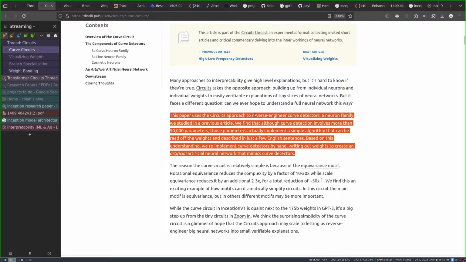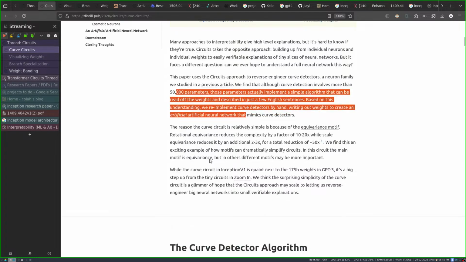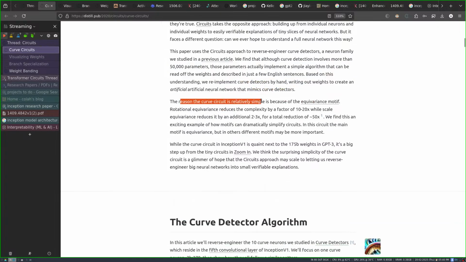This paper uses a circuit approach to reverse engineer curve detectors, a neuron family we studied in the previous article. We find that although curve detection involves more than 50,000 parameters, those parameters actually implement a simple algorithm that can be read off the weights and described in a few English sentences. The reason the curve circuit is relatively simple is because equivariance matters.